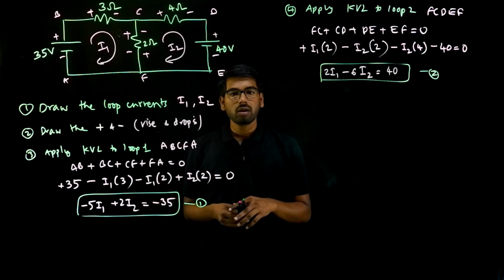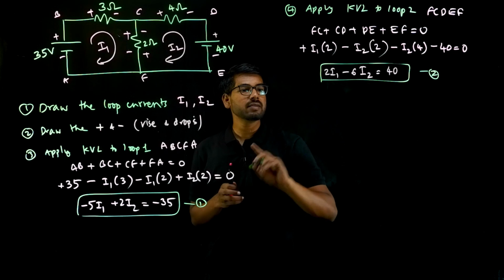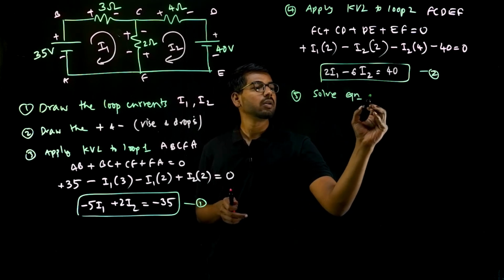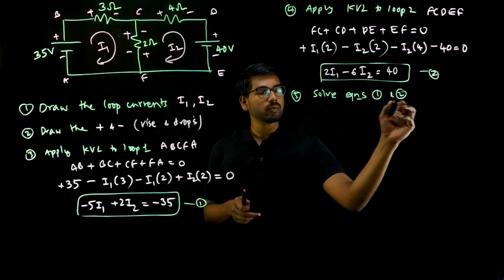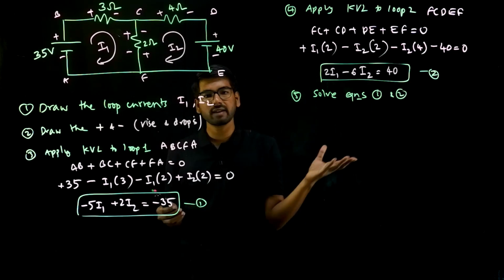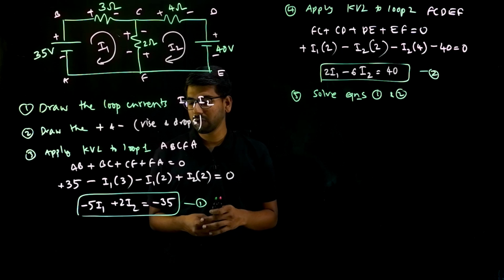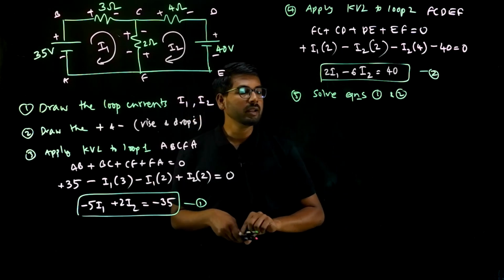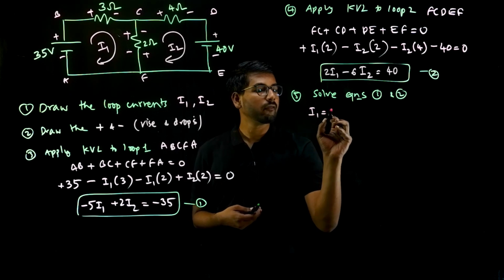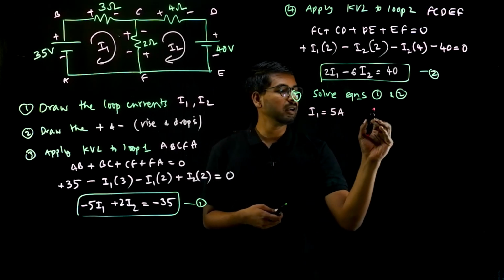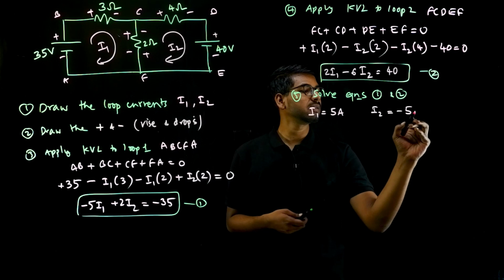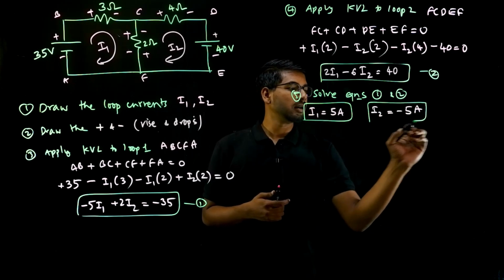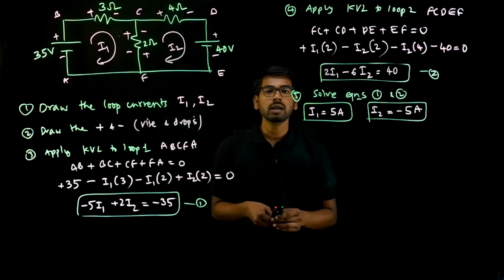Okay. So what is the fifth step? Fifth step is solve equation 1 and 2. You can solve 2 equations in any way, using calculator, or you can use simultaneous equations or matrix or anything. So the answer will be I1 is 5 amps, and I2 is minus 5 amps. I'm not going to solve them. I'll assume you know how to solve simultaneous equations.